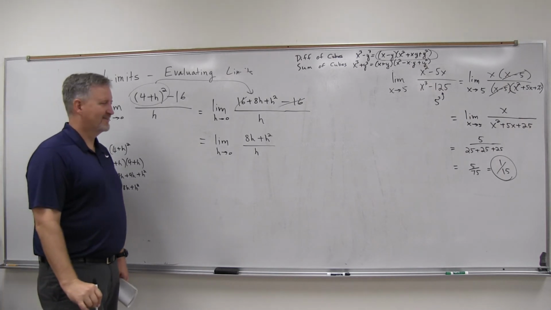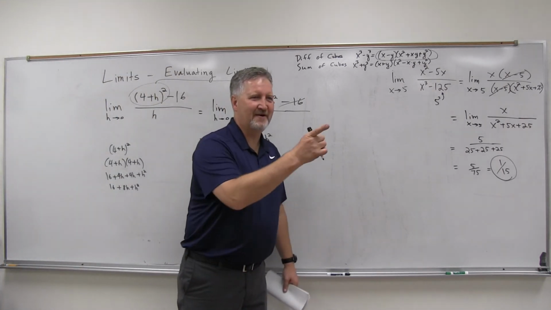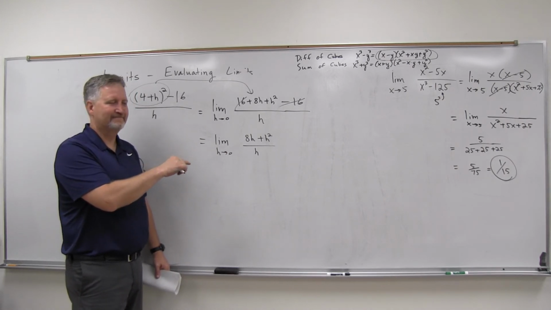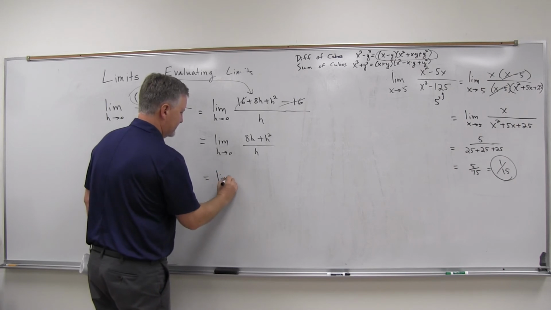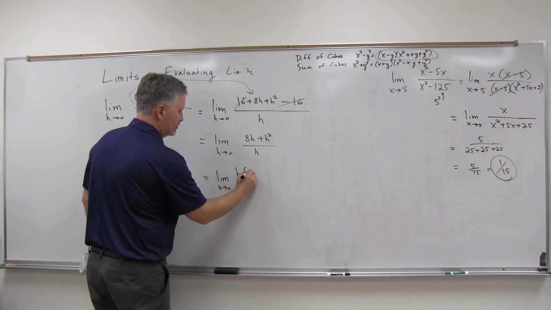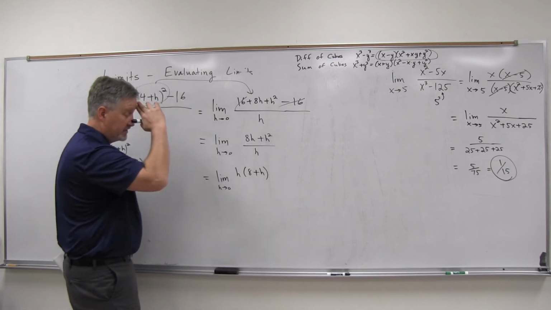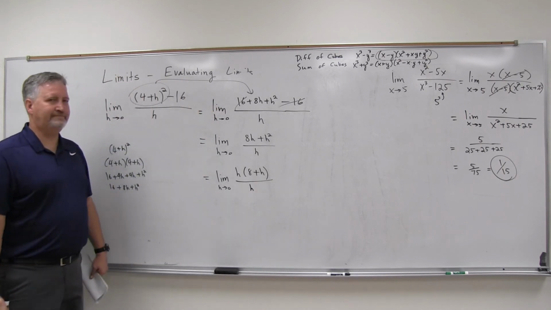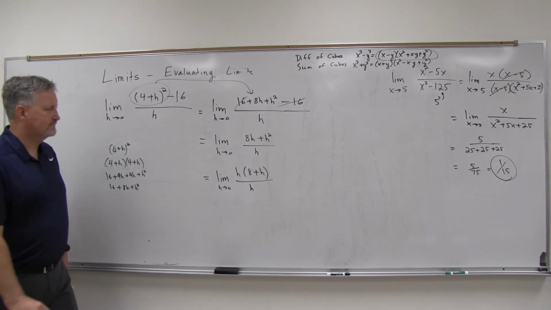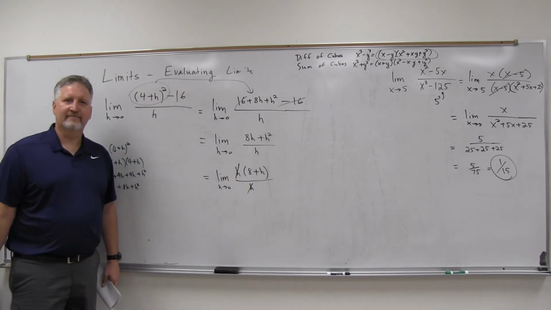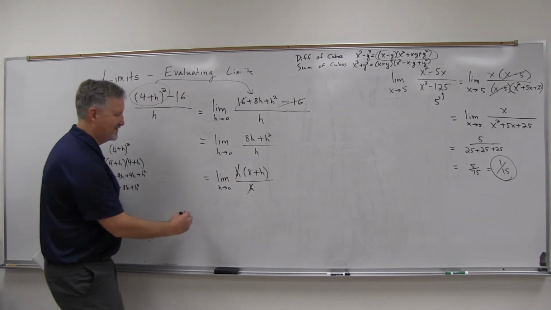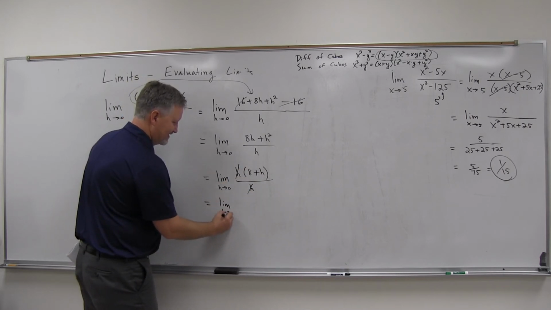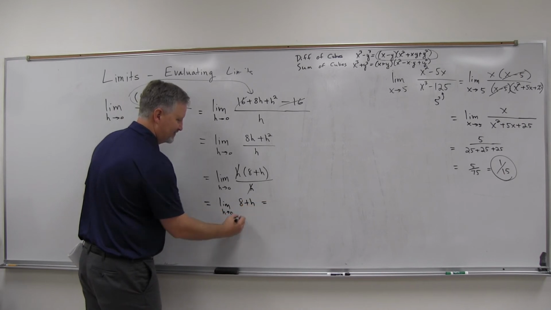Now what? Still 0 over 0, isn't it? But now what can we do? That's probably a little more recognizable. There's a little factoring there, right? I can factor an h out of that top: h times 8 plus h, divided by h. The h's cancel, and we're left with the limit as h goes to 0 of 8 plus h. Hey, that's good now. I can plug in h to be 0.